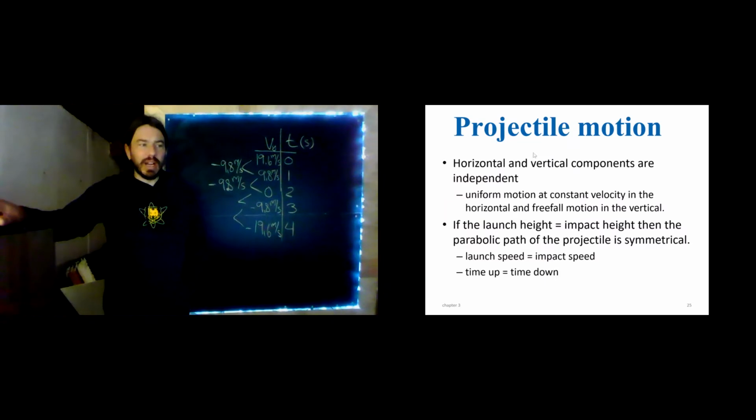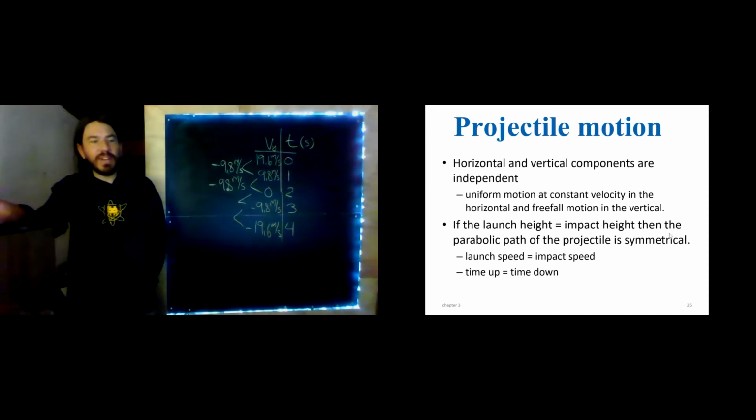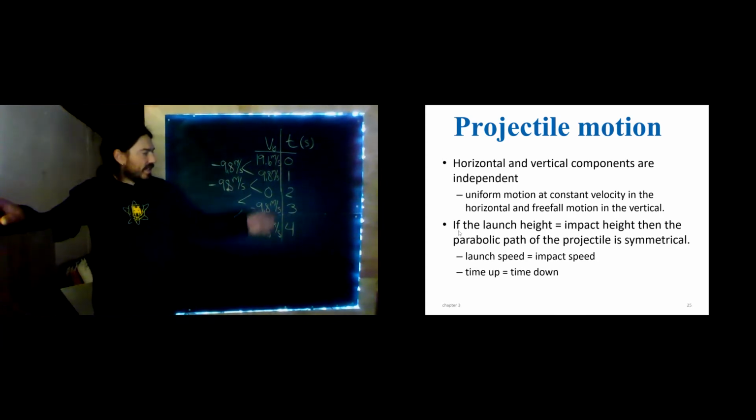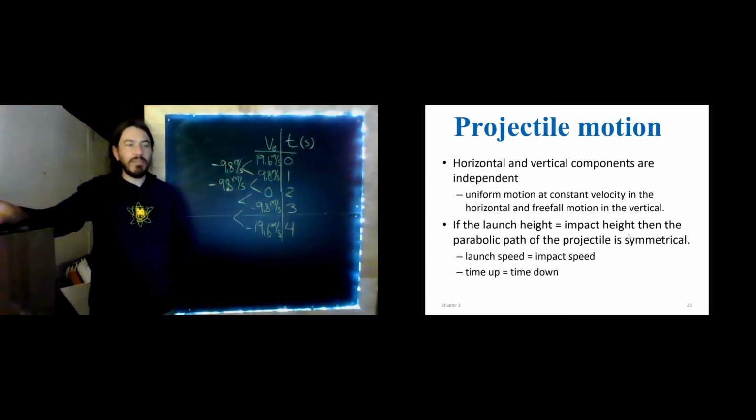So the big picture here is that the horizontal and vertical components are independent from each other. We have uniform motion at constant velocity in the horizontal and free fall motion in the vertical, as I just said. One other thing, and we can see that here, if the launch height and the impact height are the same, then the parabolic path of the projectile is symmetrical.